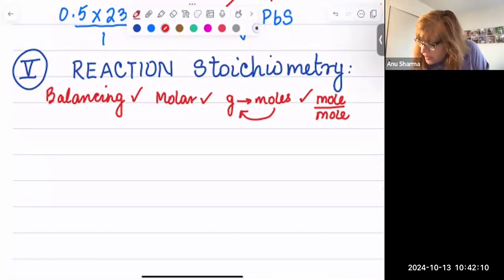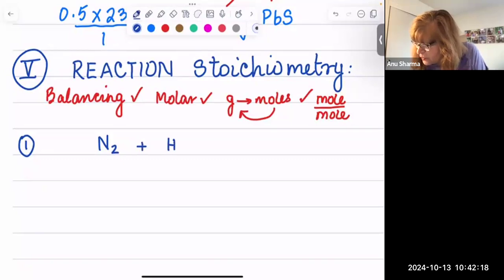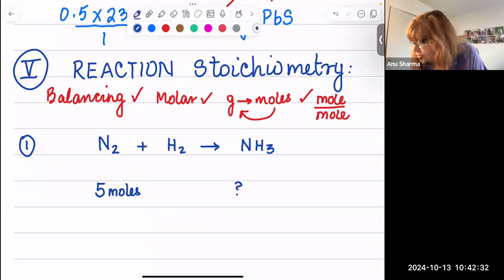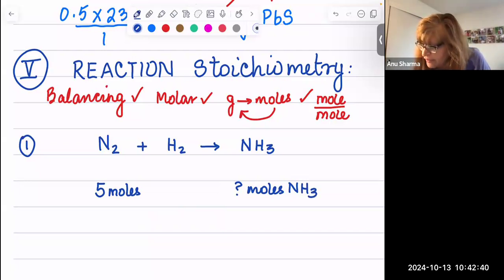Here is nitrogen, and this is hydrogen, and when they react together, they give you NH3, ammonia. You are given, let's say, 5 moles of nitrogen. And the question is, how many moles of ammonia is produced? So first thing first, generally the questions will say balance, but it's common sense, a common habit that we are going to balance it.